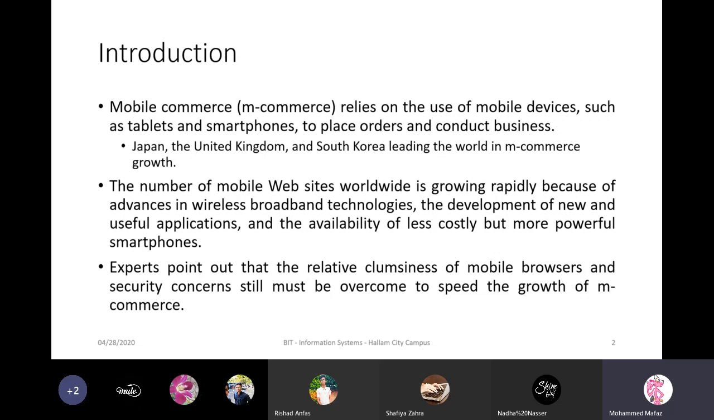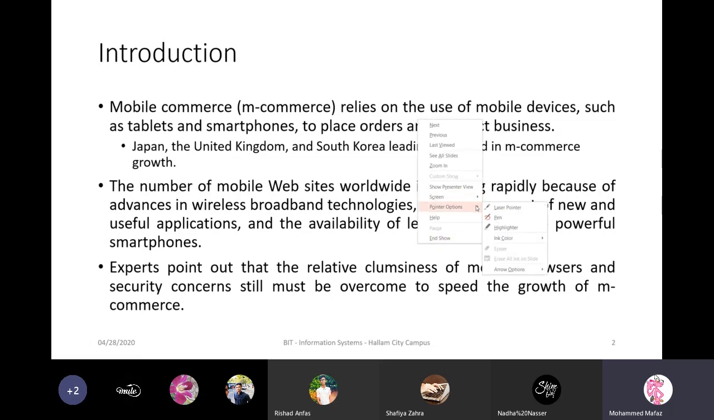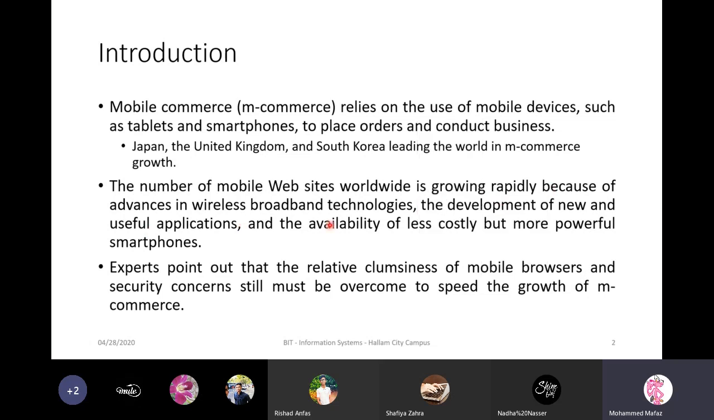Mainly in mobile commerce, we use these devices. The number of mobile websites worldwide is growing rapidly because of advances in wireless broadband technologies, the development of new and useful applications, and the availability of less costly but more powerful smartphones. Experts point out that the relative clumsiness of mobile browsers and security concerns still must be overcome to speed the growth of m-commerce. Okay.